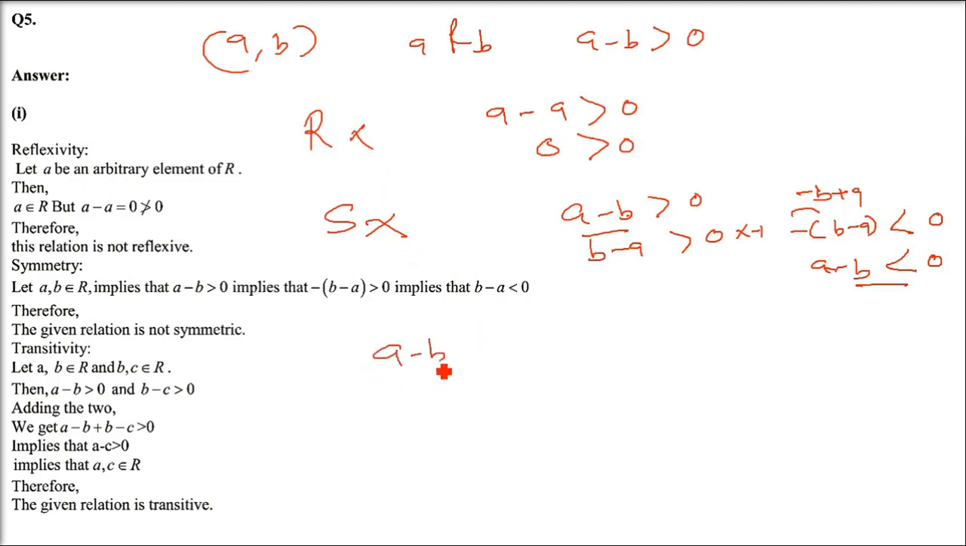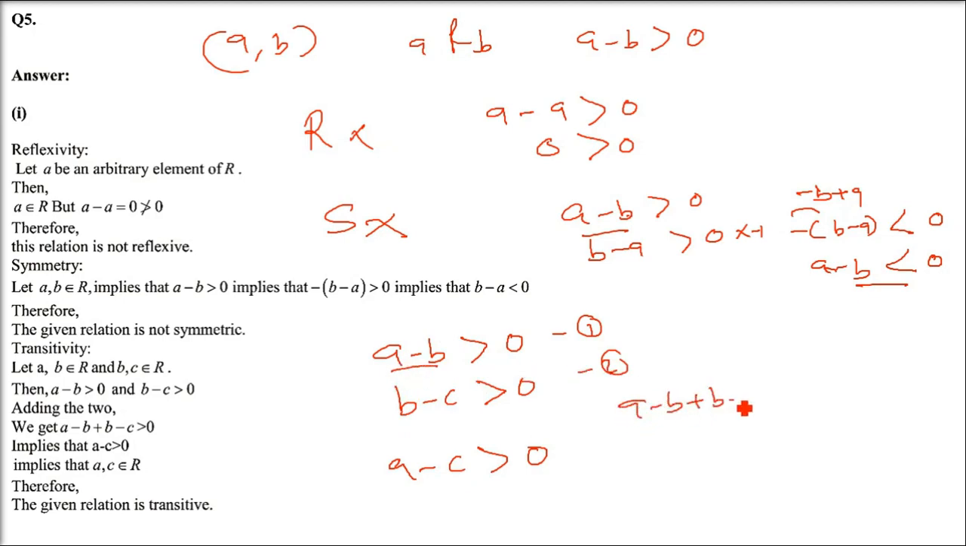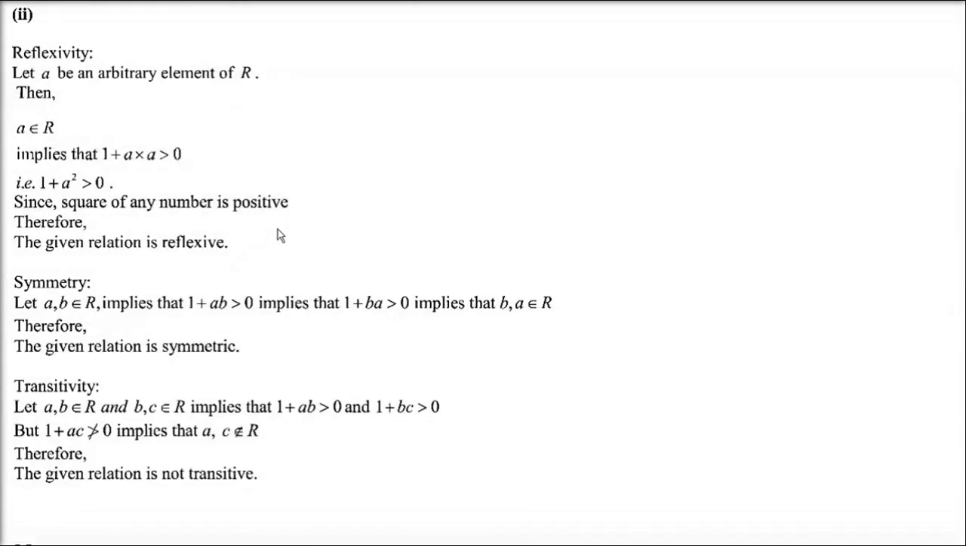Coming to transitivity. A minus B is greater than 0 and B minus C is greater than 0. You should get A minus C greater than 0. Okay, now this is 1, this is 2. Now you can just add them because B will cancel. Just add these two: A minus B plus B minus C greater than 0. B cancels. A minus C is greater than 0, which is the required result. So it is transitive.